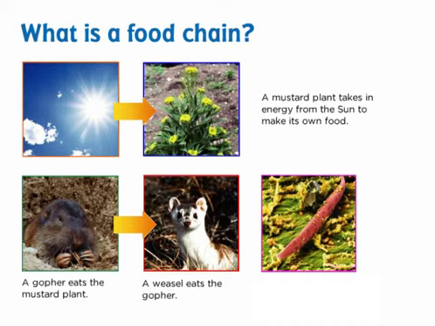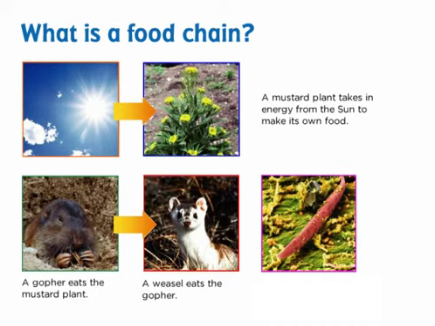Green plants in a food chain are called producers. They are called this because they make, or produce, their own food. Animals are called consumers. Animals cannot make their own food. They must eat, or consume, plants or other animals for food.